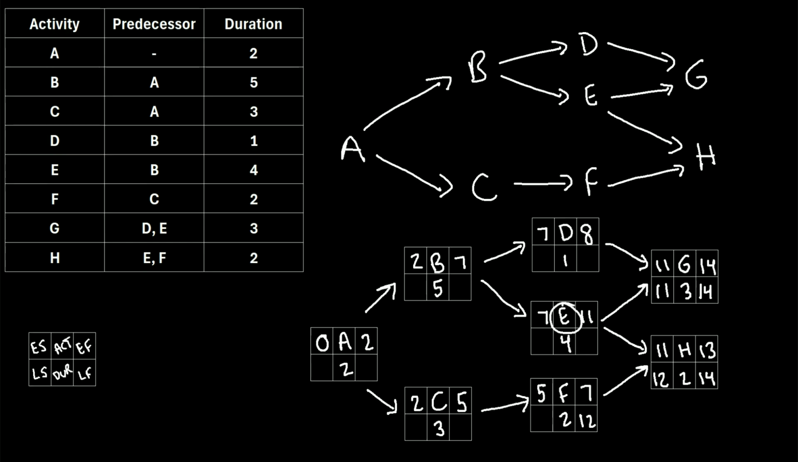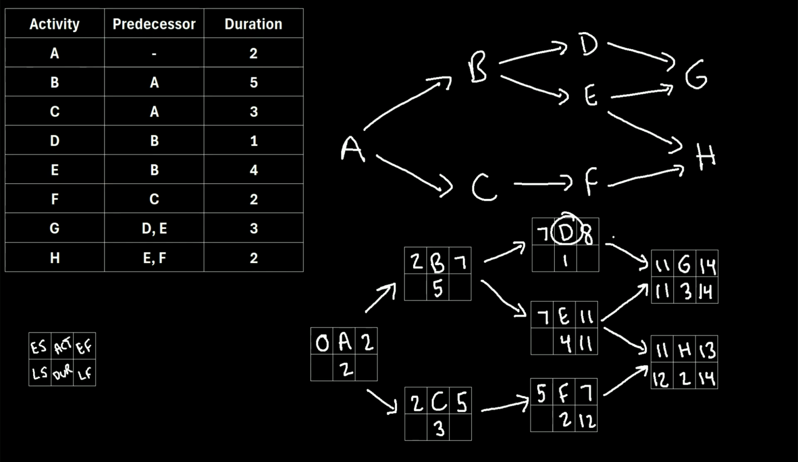Then for activity E, we can see that there are two arrows that connect it to activity G and H. So the question is, should we bring in the late start of 12 or the late start of 11 into this late finish position? Well, when we're doing the backward pass, we always choose the minimum value. So we're going to choose the 11 in this case. So we'll put an 11 right here for the late finish.